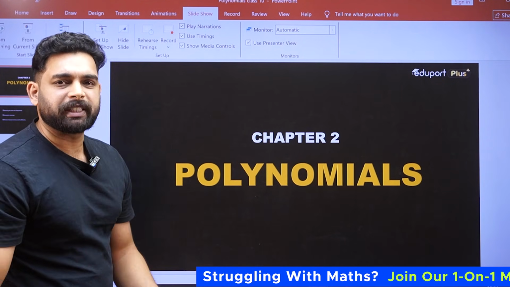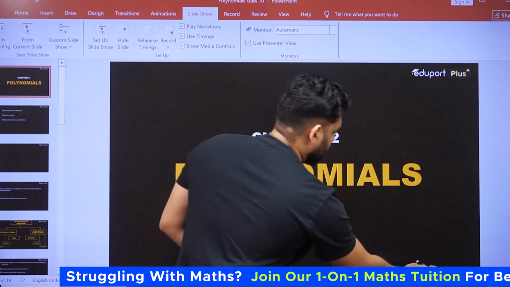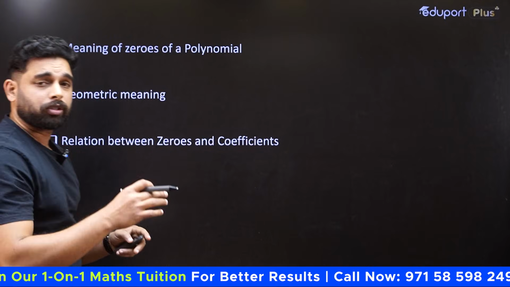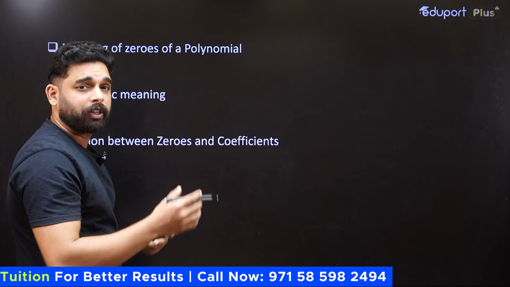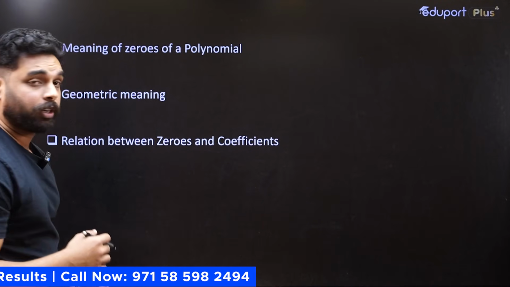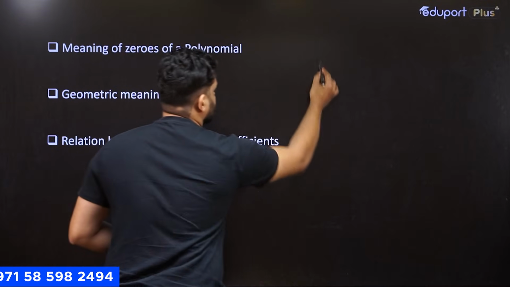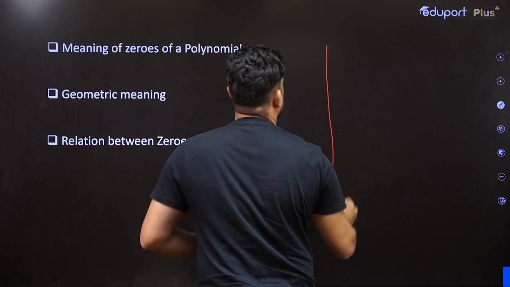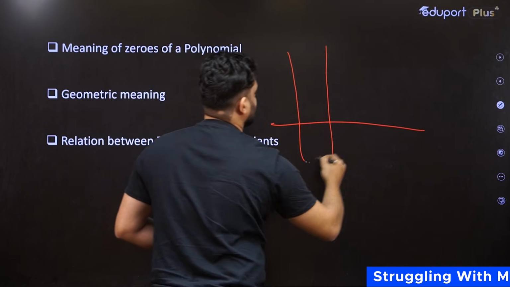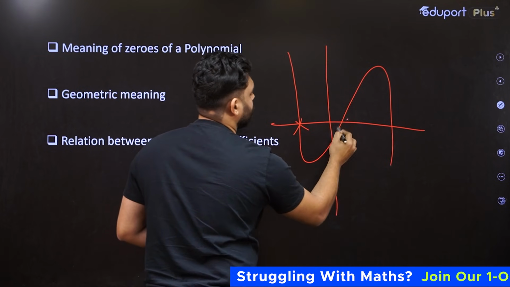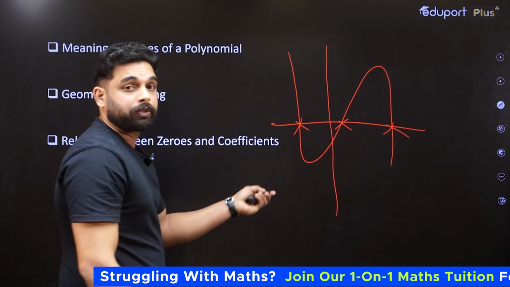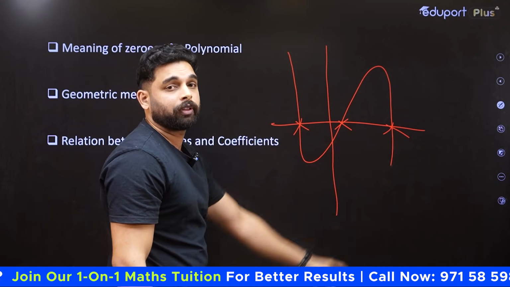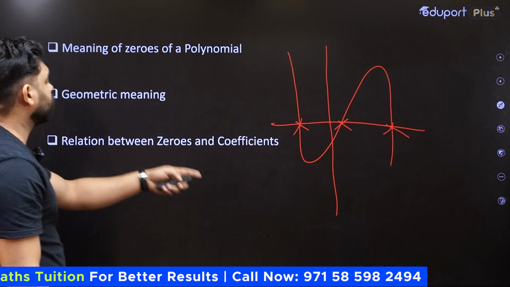Don't worry, this is a simple chapter. Keep that in mind. So just study what is zeros, then how we will find the degree from the given polynomial, then the geometric meaning, that is the graph. If a line or graph is cutting the x-axis, the number of times it cuts the x-axis is the number of zeros of the given polynomial. Then the relation between zeros and coefficients.